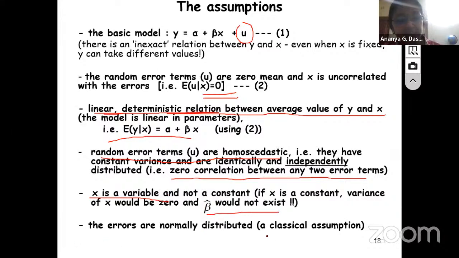And finally, we have a classical assumption, which is the errors are normally distributed. So that's another assumption.